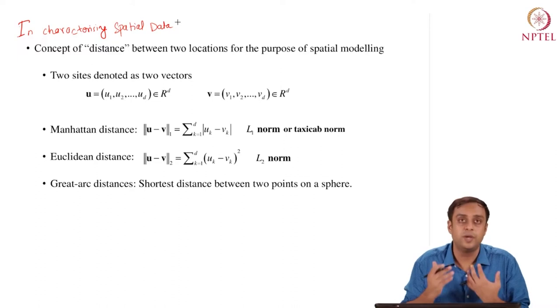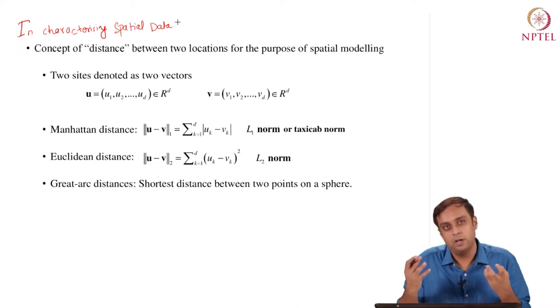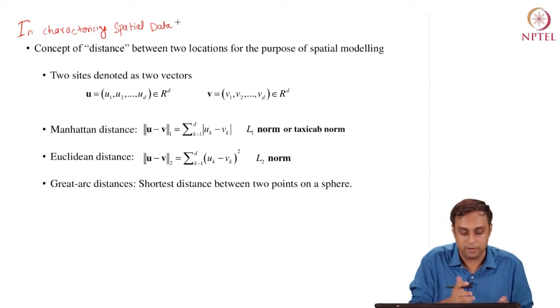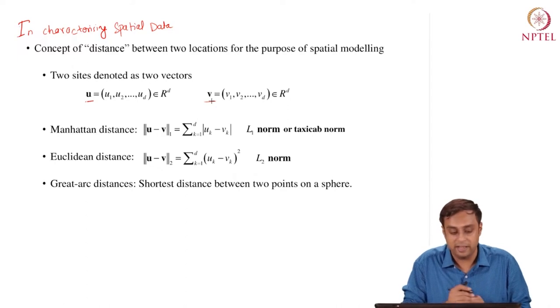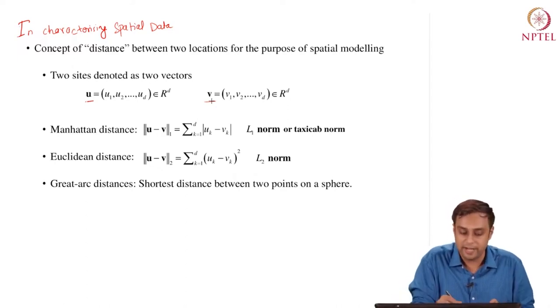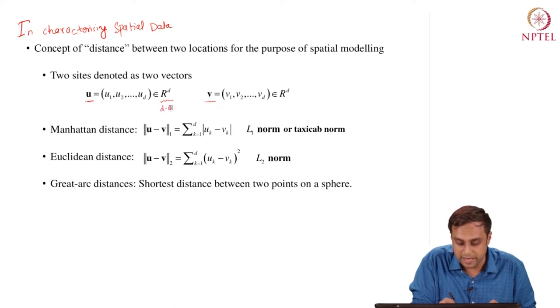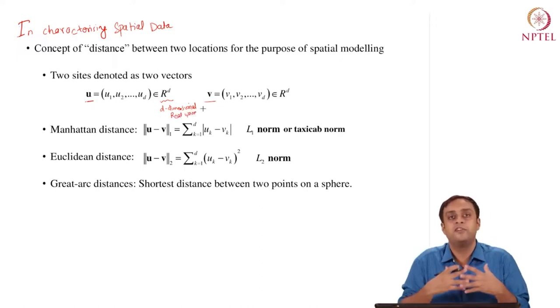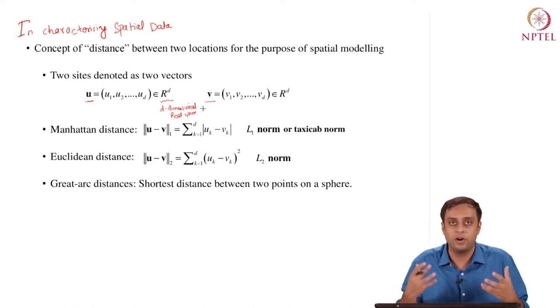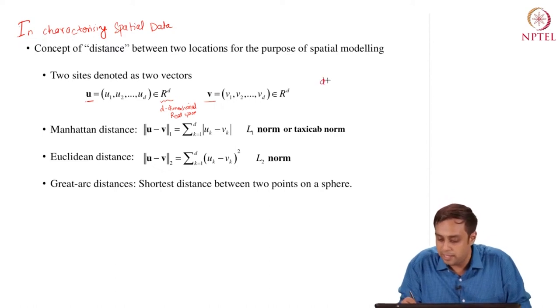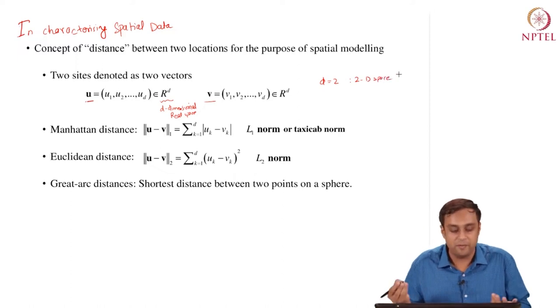So here what we do is we give you the most general form of two locations denoted as U and V. And these are vectors in d-dimensional real space. Whenever we look at this generalization to d-dimensional space, we can always figure it out further by putting d equals 2, that is a two-dimensional space, something we understand very well.